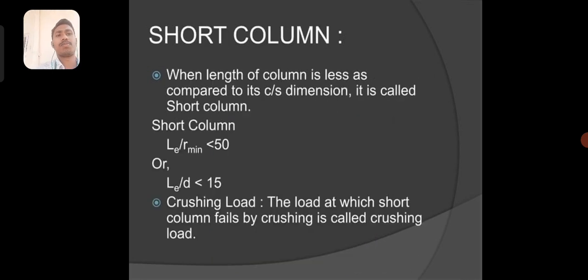And short column: when the length of the column is less as compared to its cross-section dimension, it is known as a short column. For a short column, LE by R minimum is less than 50, or LE by D is less than 50. The load at which a short column fails by crushing is called the crushing load.